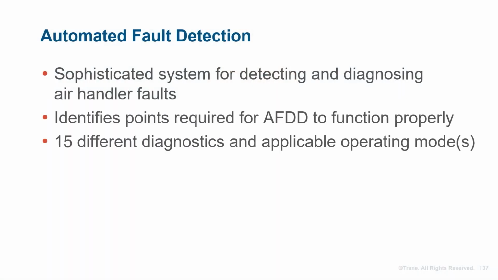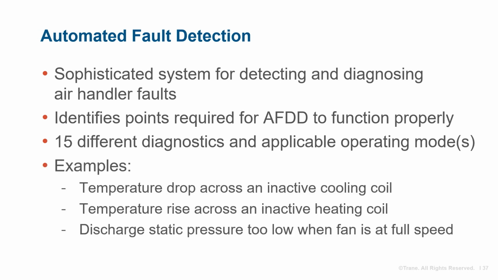There are more than 15 different diagnostics identified in the guideline that apply to air handlers and hydronic systems. For each air handler operating mode, such as economizer or mechanical cooling, different diagnostics are run to proactively identify issues. Some examples of those diagnostics are temperature drop across an inactive cooling coil, temperature rise across an inactive heating coil, or discharge static pressure too low when the fan is at full speed.